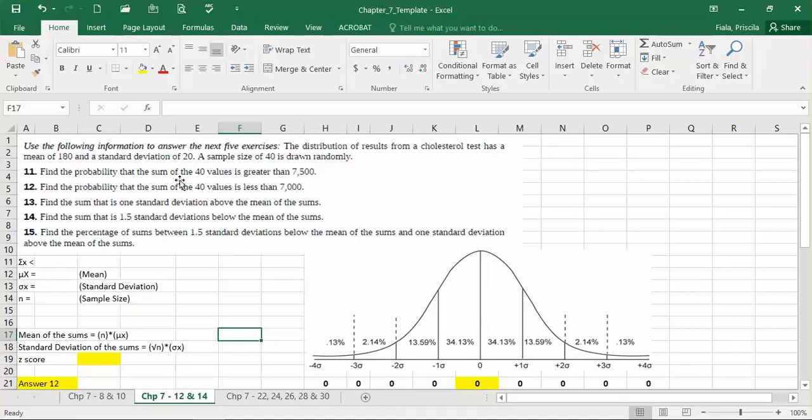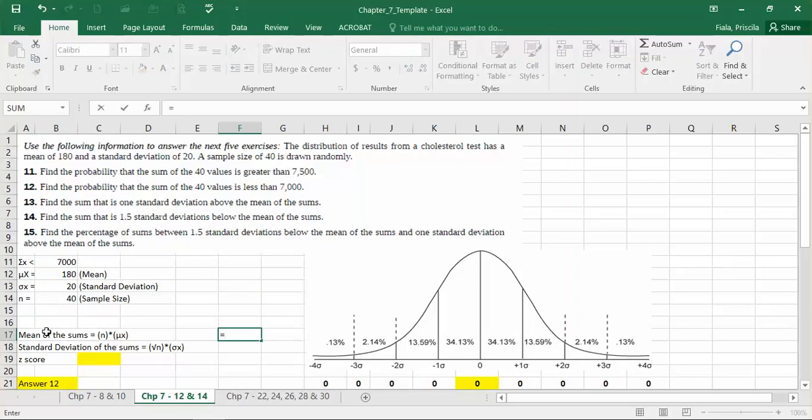So let's start with the distribution of results from a cholesterol test. It has a mean of 180, so your population mean is 180. Your standard deviation of the population is 20, and your sample size drawn is 40. Okay, and then problem 12: find the probability that the sum of 40 values is less than 7,000.